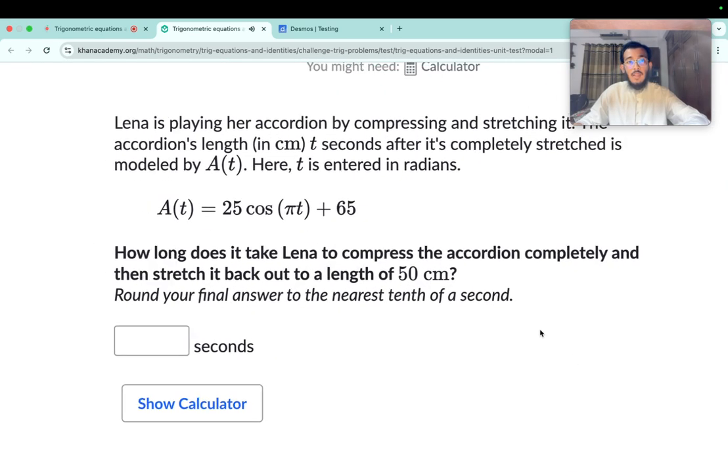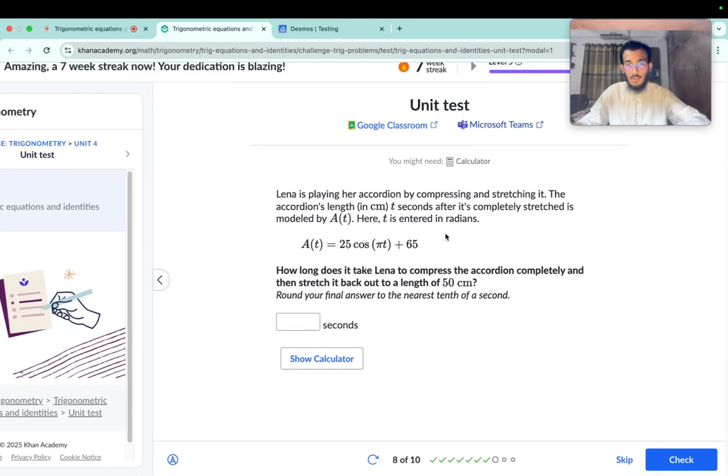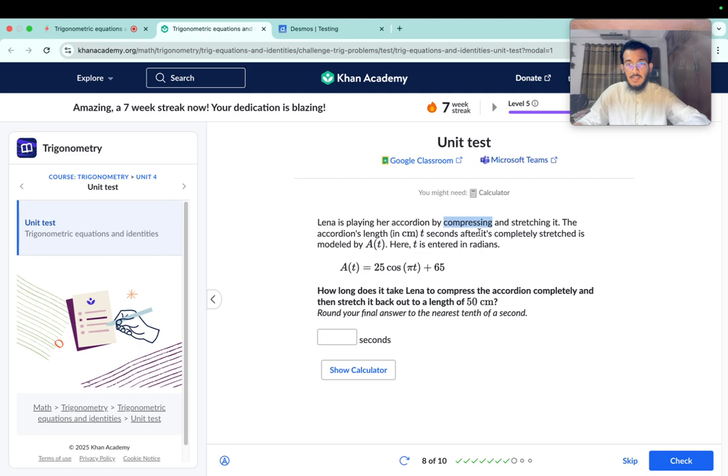Okay, Lina is playing her accordion by compressing and stretching it. The accordion's length 3 seconds after it's completely stretched is modeled by this thing. T is in radians. How long does it take Lina to compress the accordion completely and then stretch back out to a length of 50? Okay, fine.